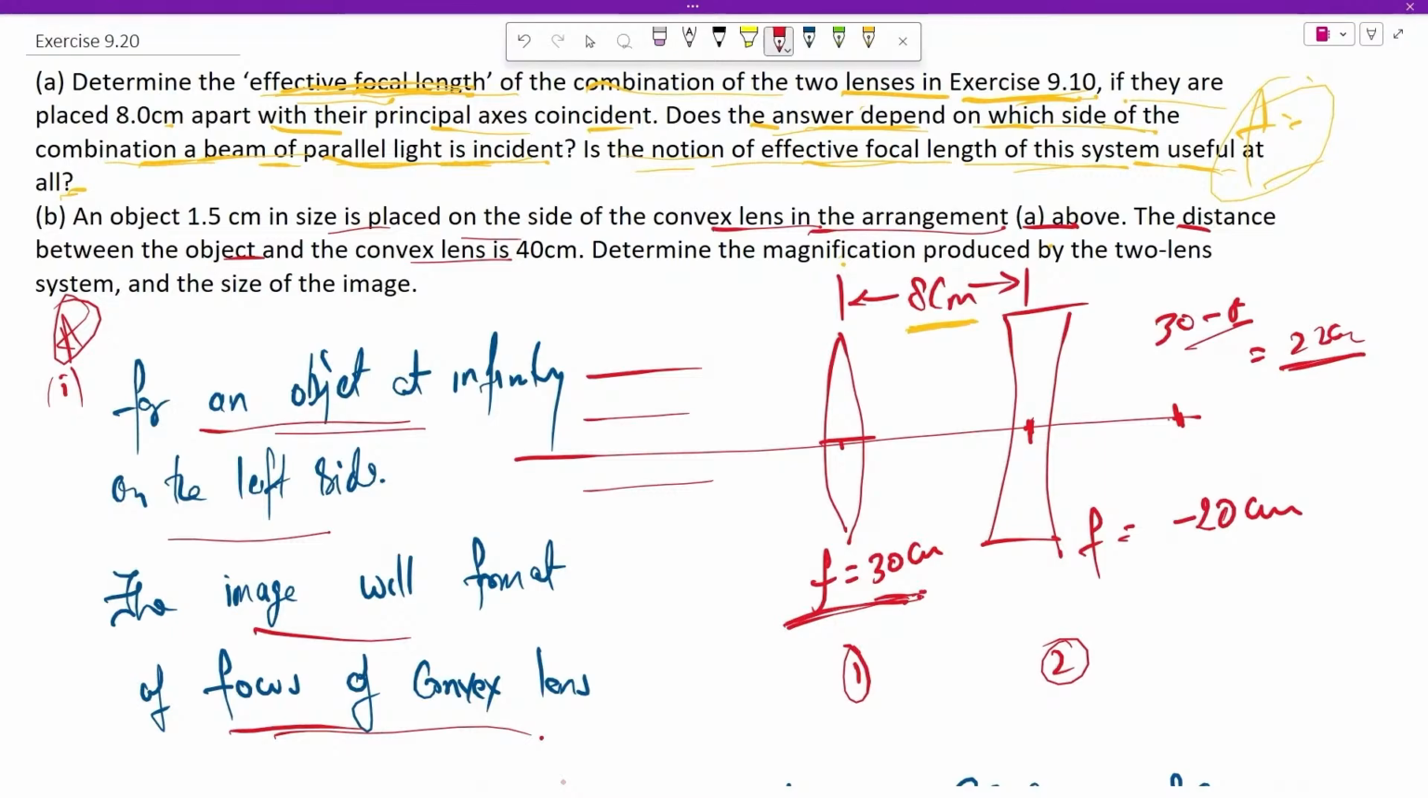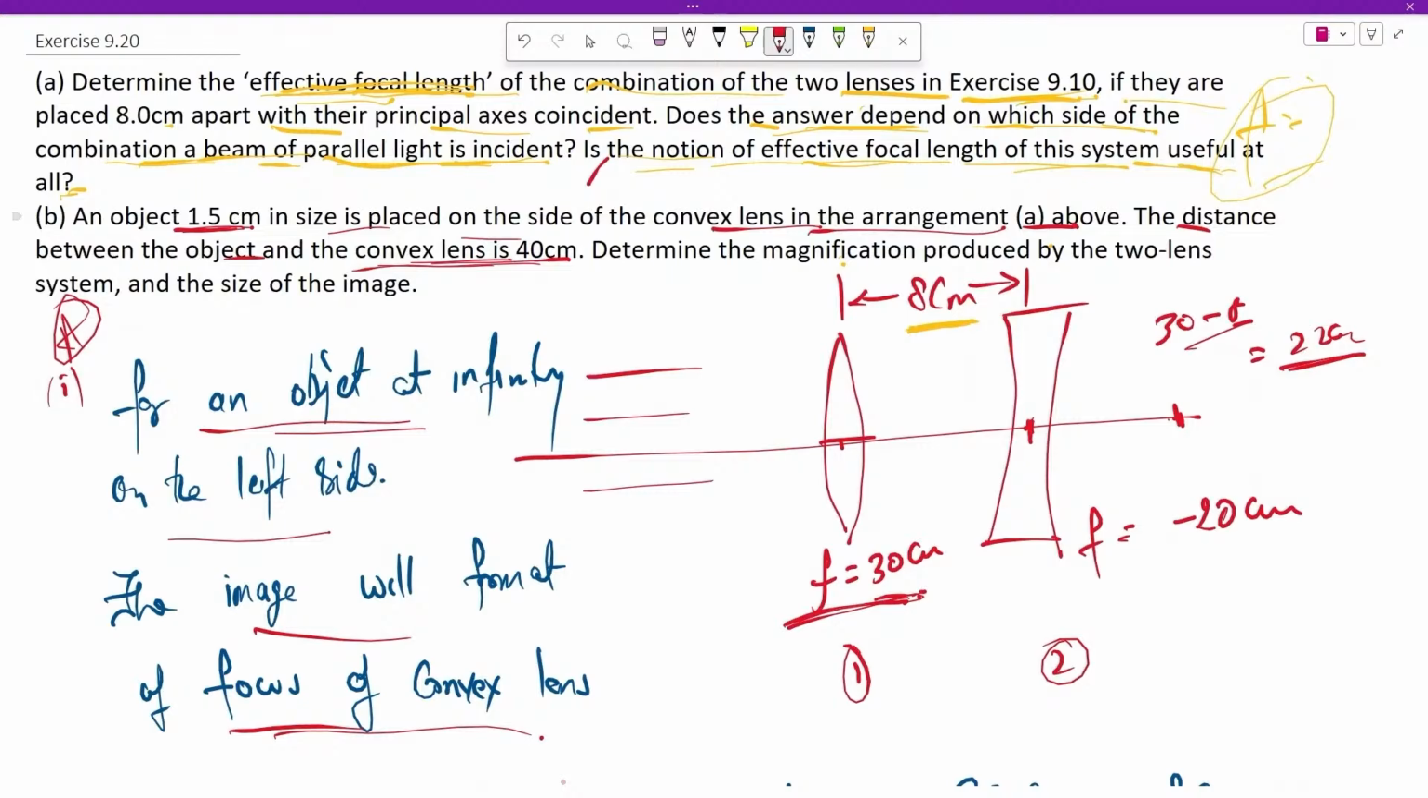So now using this arrangement, we have been given the value of u, that is the object distance from the convex lens, and that is 40 centimeter, and the object size or the height of object is given, that is 1.5 centimeter.